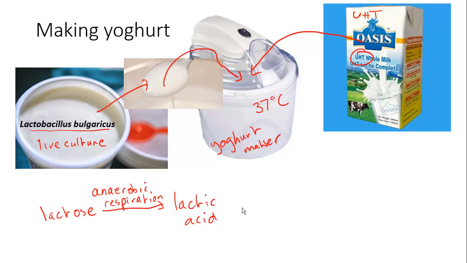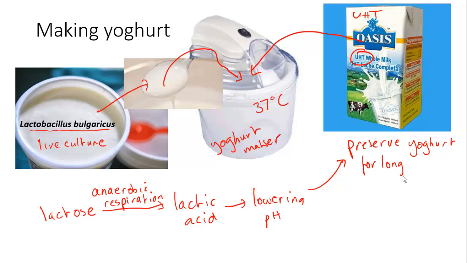That lactic acid will have the effect of lowering the pH, and that will have two different effects. Number one, it will preserve the yogurt for longer. That's because the other bacteria who might want to come and live in this yogurt don't like this acidic pH. And so your yogurt will last a lot longer in the fridge than your milk will. In fact, your milk will turn to something not dissimilar to yogurt if you leave it there. It gets all clumpy and lumpy and no one likes it.